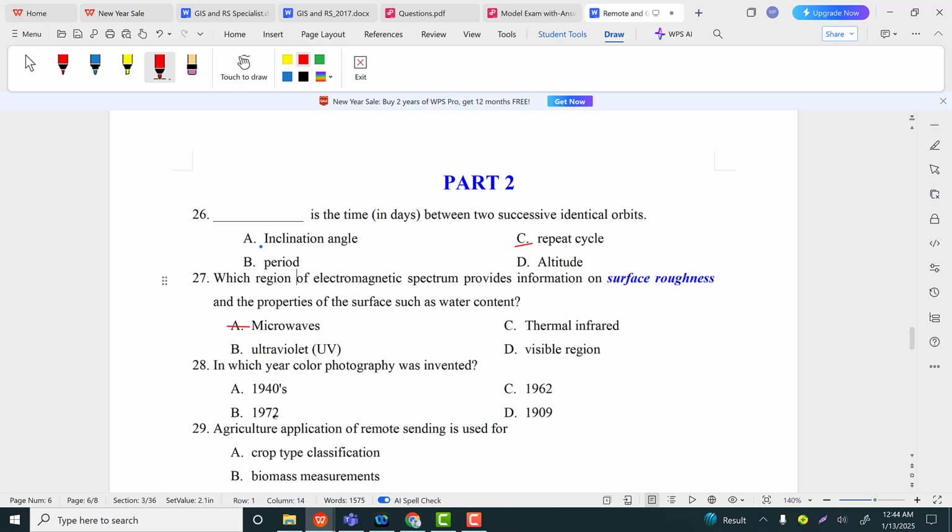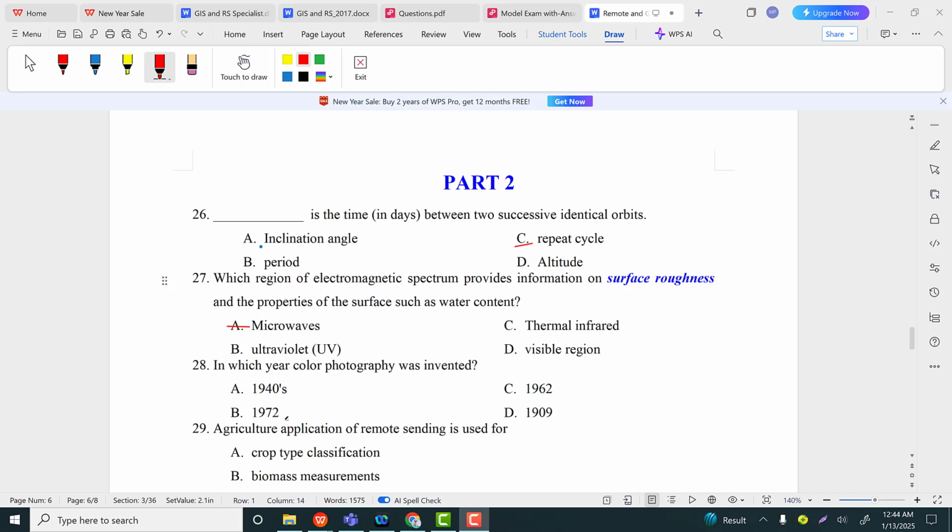Question number 28. In which year was color photography invented? A. 1940s, B. 1972, C. 1962, D. 1909. So the answer is 1909.